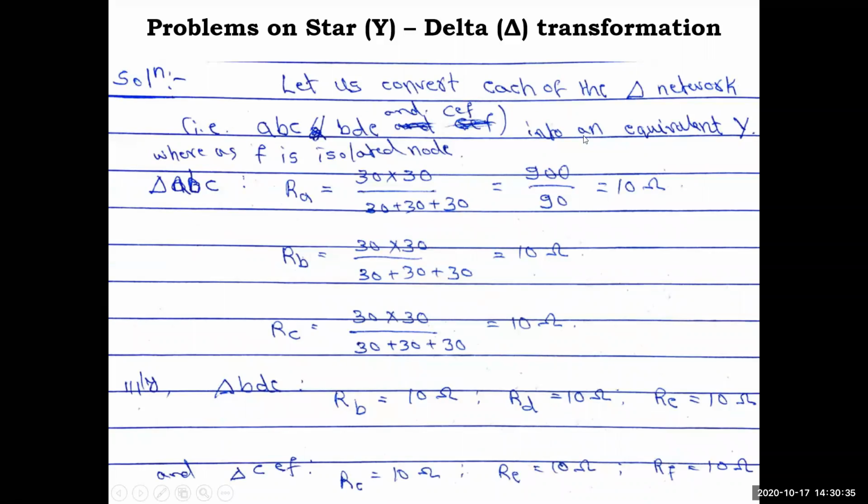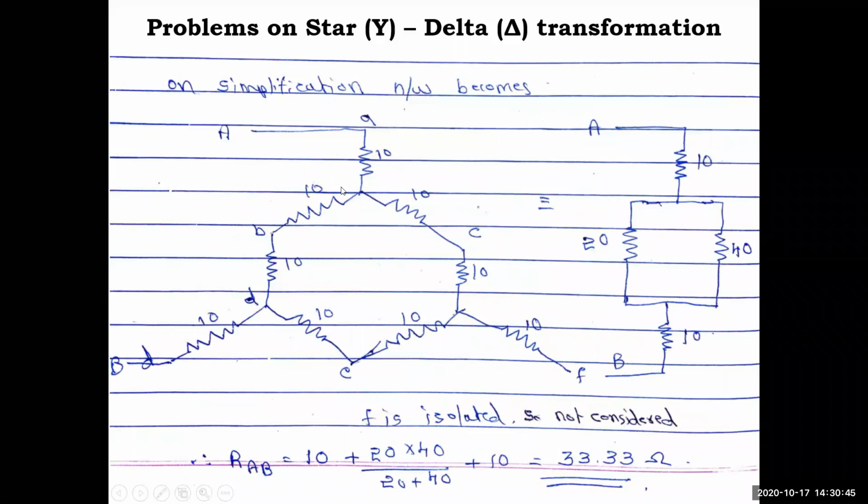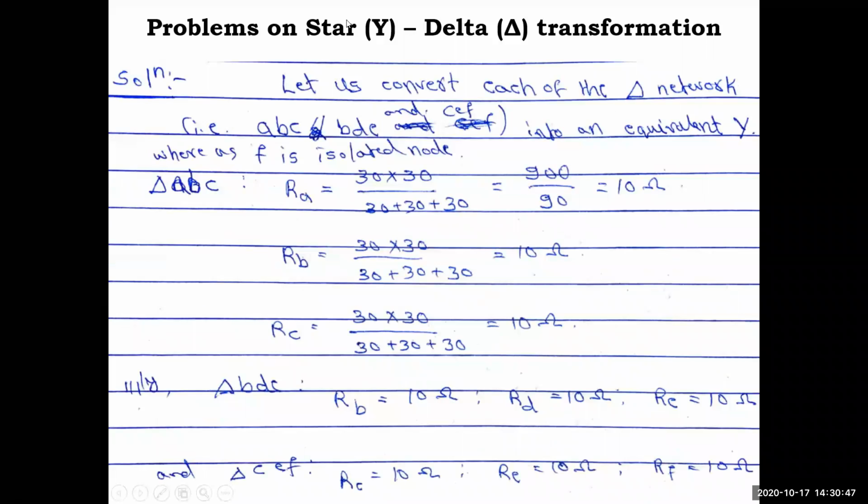So let us convert each of the delta networks. We have given names there, ABC, BD and CF, into an equivalent where F is an isolated node. Okay, so where is this diagram? Yes, here it is. So first we'll calculate here. One calculation if you do is enough. Okay, so three delta networks are there, right?